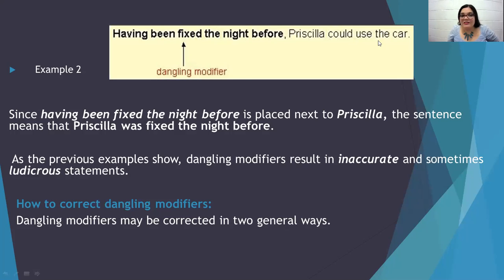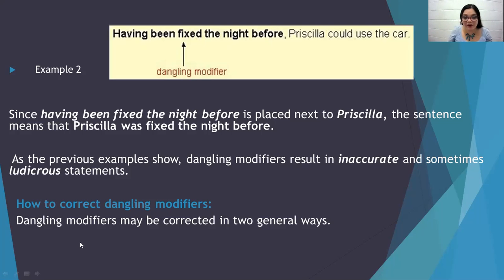"Having been fixed the night before, Priscilla could use the car." Since "having been fixed the night before" is placed next to the word Priscilla, the sentence means that Priscilla was fixed the night before. As the previous examples show, dangling modifiers result in inaccurate, and sometimes ridiculous or ludicrous statements. How to correct dangling modifiers?